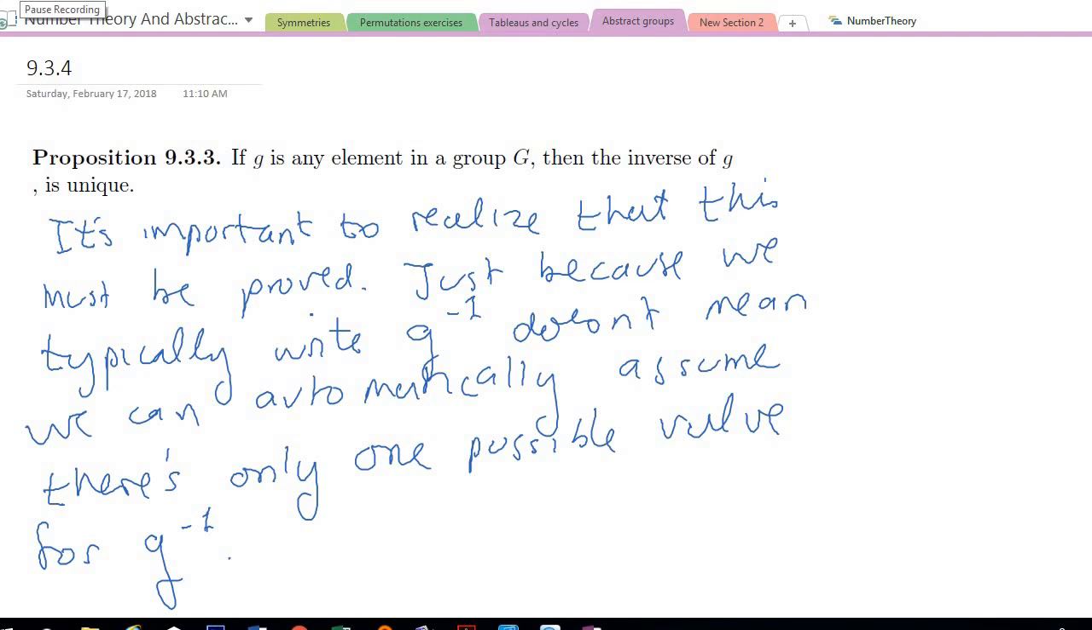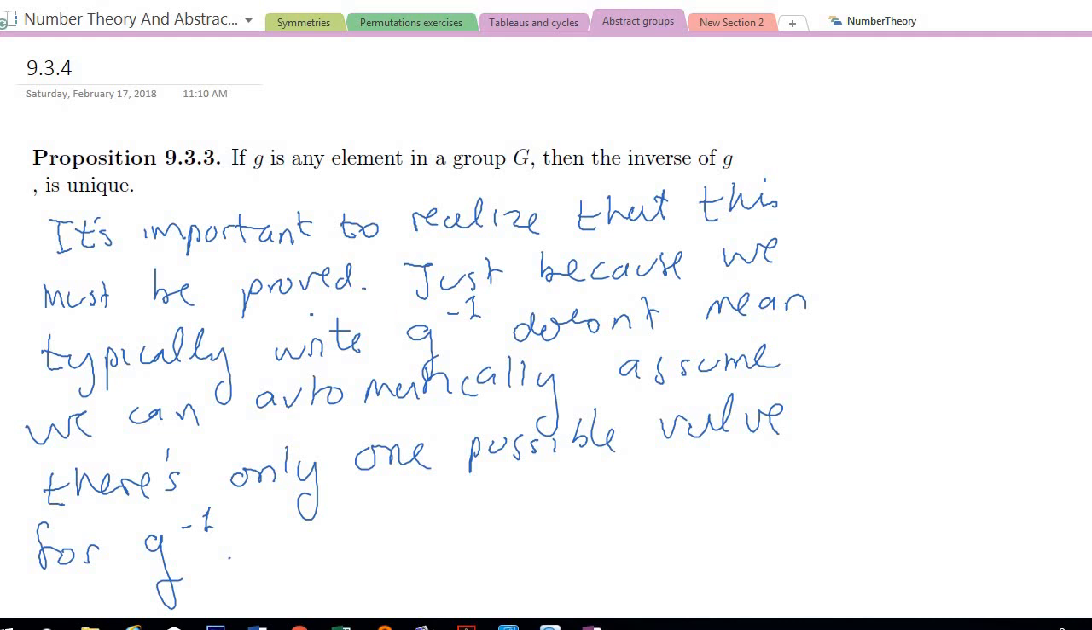All right, let me start out this video on section 9.3 with a comment on problem 9.3.4. 9.3.4 was a fill-in-the-blanks proof of this proposition. This proposition states that if little g is any element of a group big G, then the inverse of little g is unique. Now, it is important to realize that this must be proved.